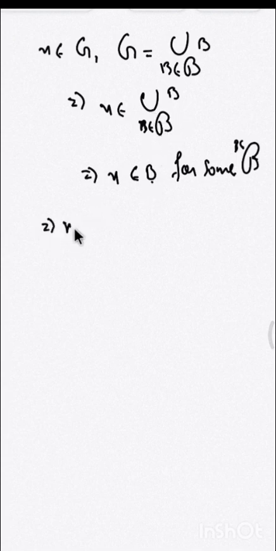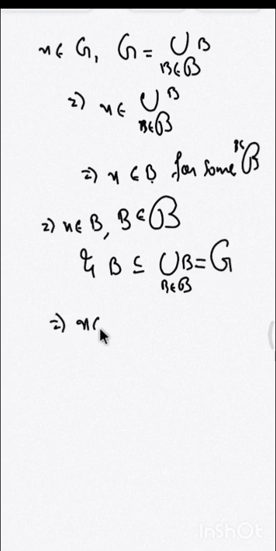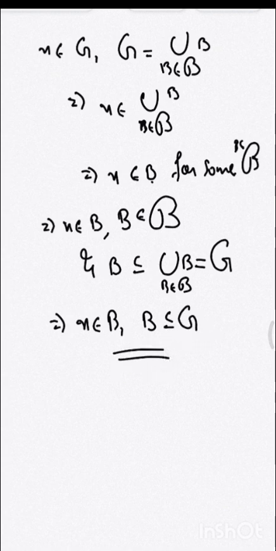So now x belongs to this small b and this b belongs to our collection script B. Correct? And this b is also contained in the union of B's, and this union is nothing but our G. So x belongs to B and that B is contained in G. So we get the required property. Okay. Now the converse part. Conversely, assume this condition and we have to prove that script B is a base.